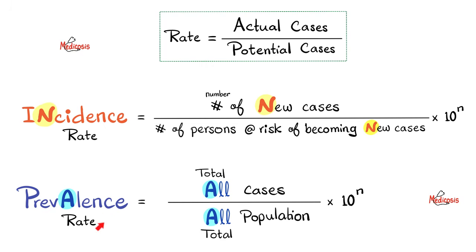Mnemonic time. How do you remember incidence versus prevalence? Incidence has an N, so it's the number of new cases over the number of persons who have a potential of becoming new cases in the future or in a certain period of time. How about prevalence? It has AL. Oh, so it's all cases over all of the population.